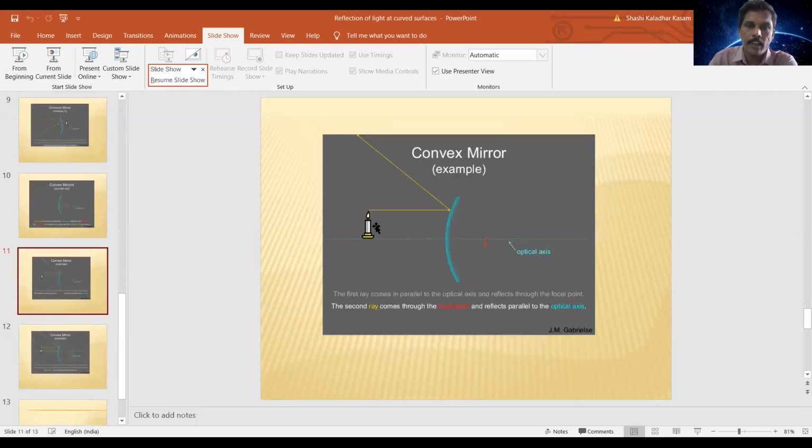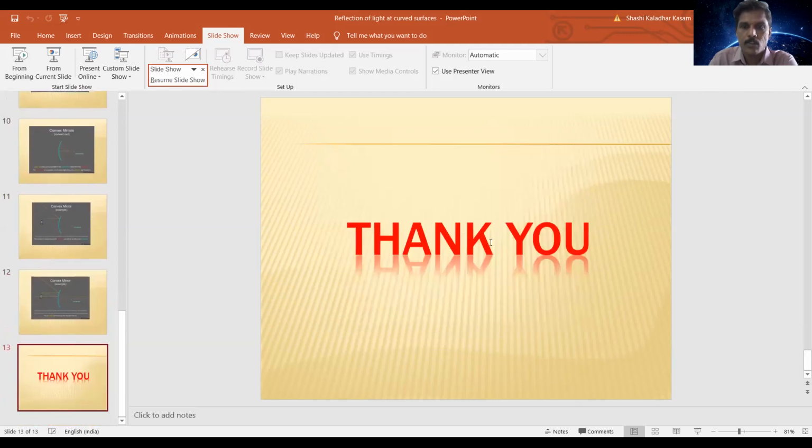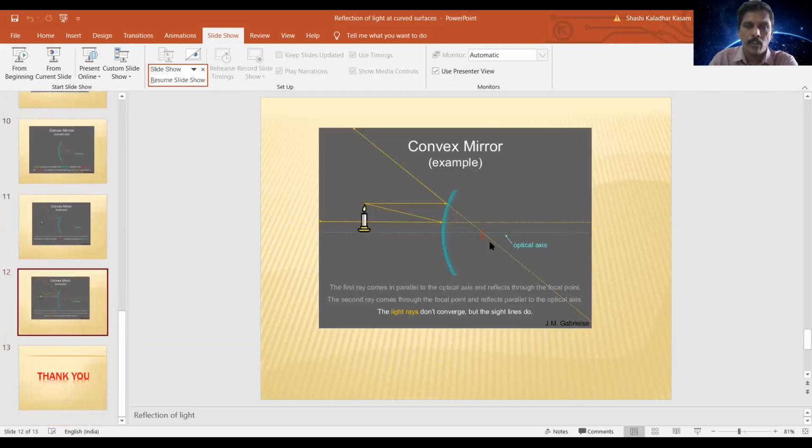See here, I have placed the object in front of a convex mirror. The ray which is parallel to the principal axis, after reflection, is divergent. If you extend it back, it seems to pass through focus. Another ray I have taken, which seems to pass through focus, after reflection, is parallel to the principal axis. So, in this, we are going to learn the things related to reflection of light at spherical mirrors.